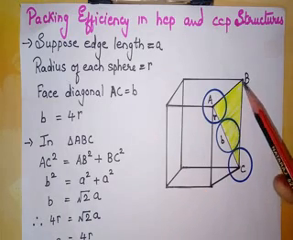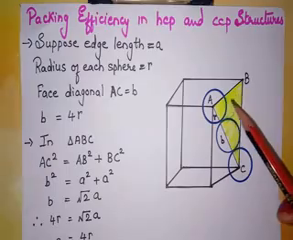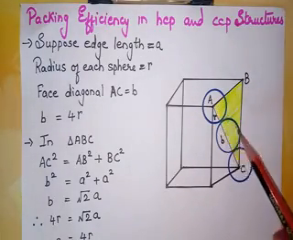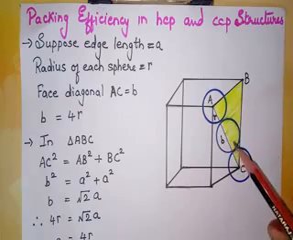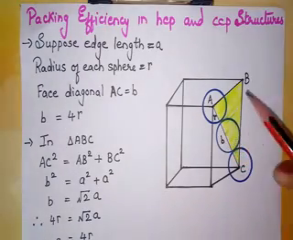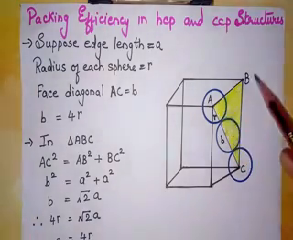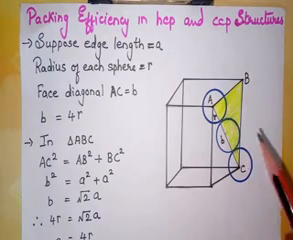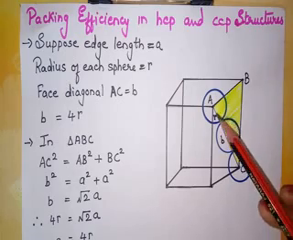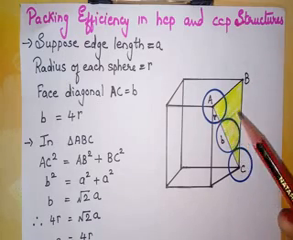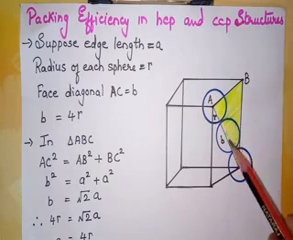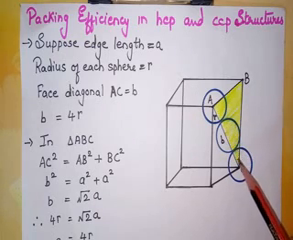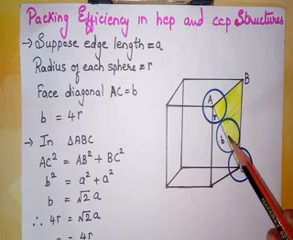Now, for easy understanding, we have just drawn atoms at two of the corners and one atom at the face center. If you consider A as the edge length, this is the edge length A and this is also A. The radius of the sphere is R, then the face diagonal, that is B, will be equal to R plus R plus R plus R, that is 4R.